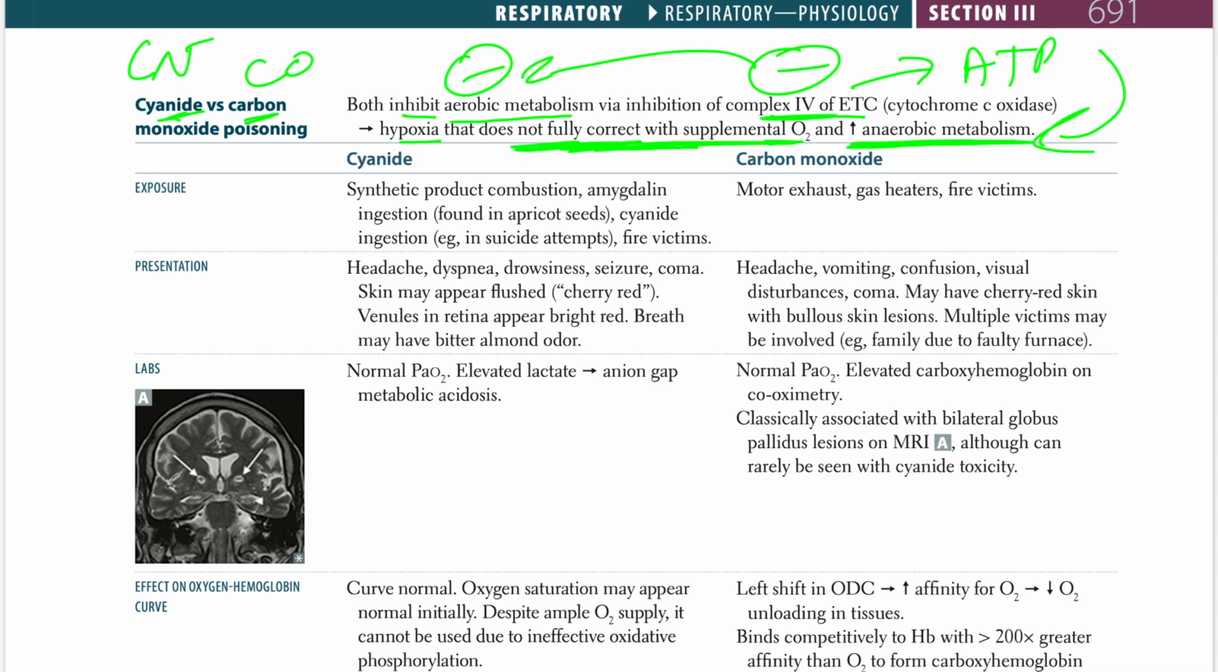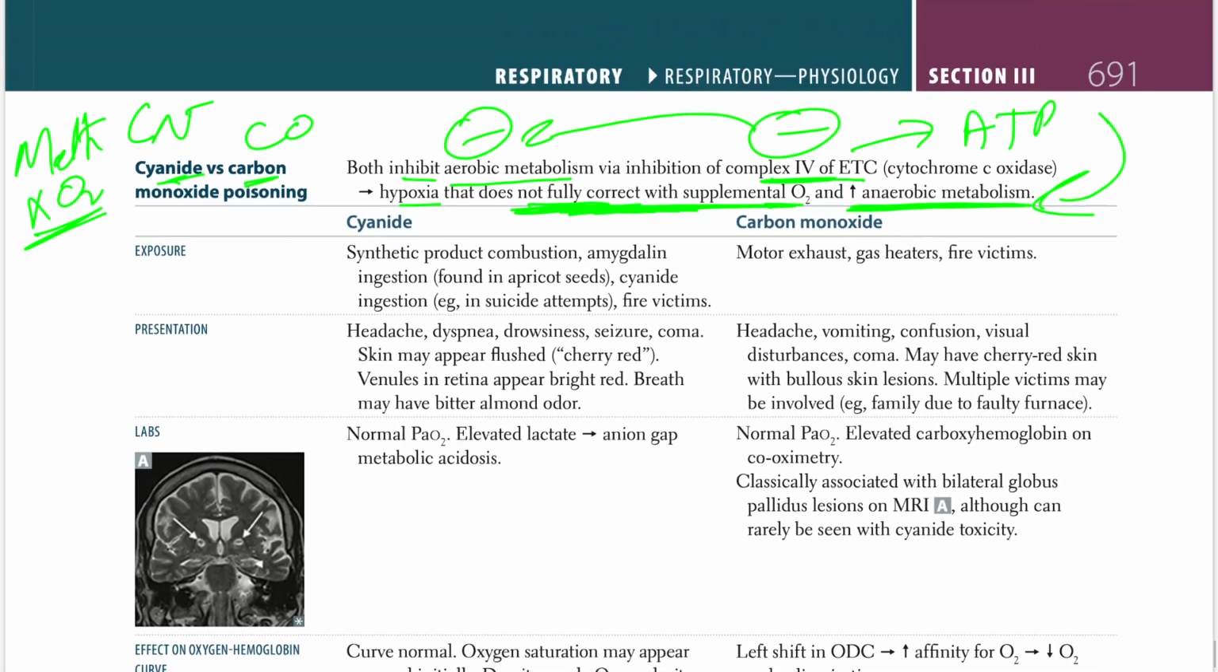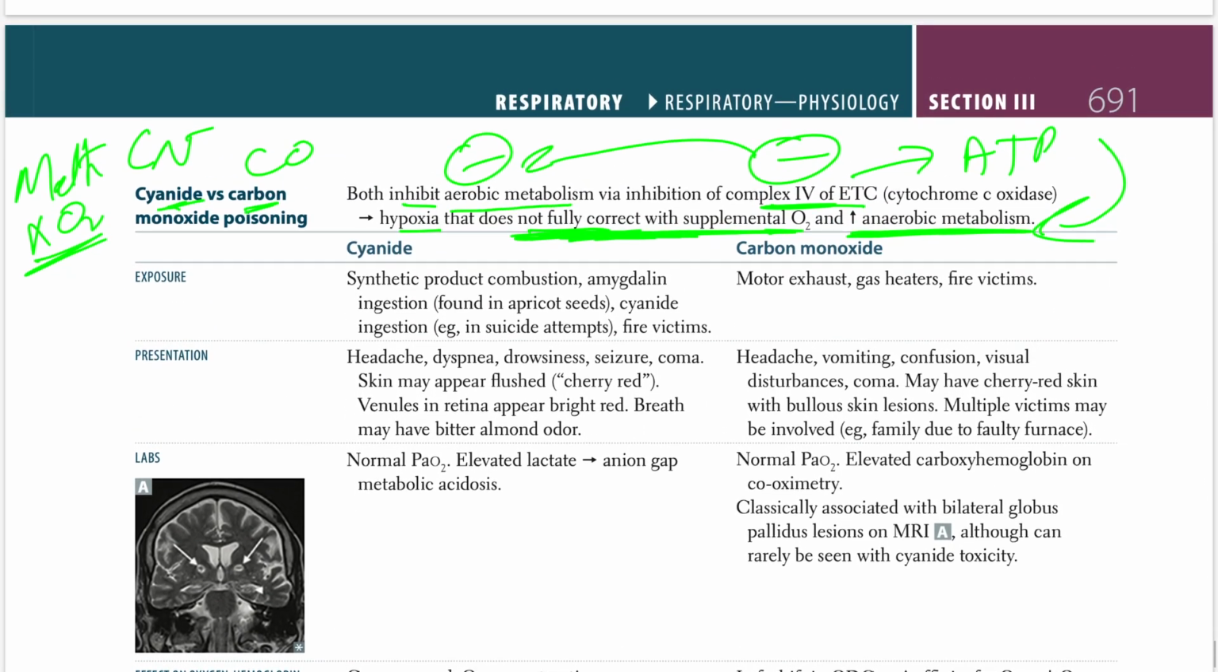So three conditions. Let me actually put it here. The methemoglobin, O2 is not going to help. Something similar here: not corrected with supplemental O2. But we will see that if you give hyperbaric oxygen, that's going to work in carbon monoxide poisoning. We will see that later. So here, let's talk about cyanide.